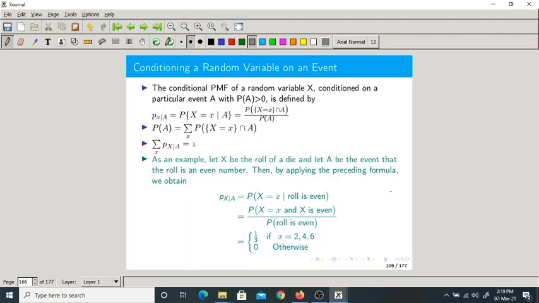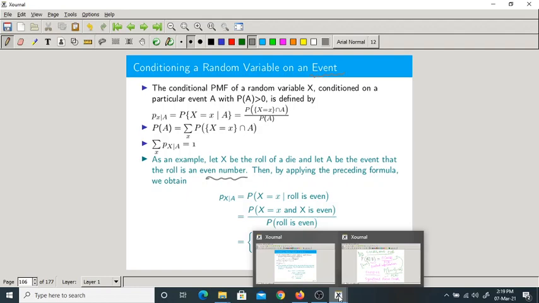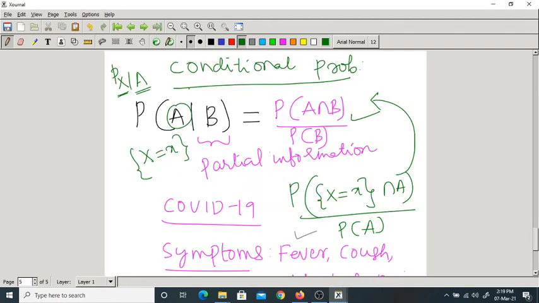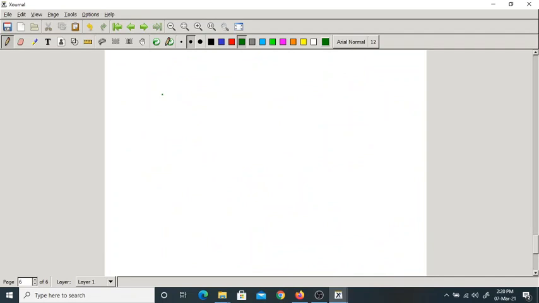Let us take a simple example of conditioning a random variable on an event. Please remember. Now, let X be the roll of a die and let A be the event that the roll is an even number. One random variable, one event. So let us solve this. X is the roll of a die and A is the event that the roll is an even number.